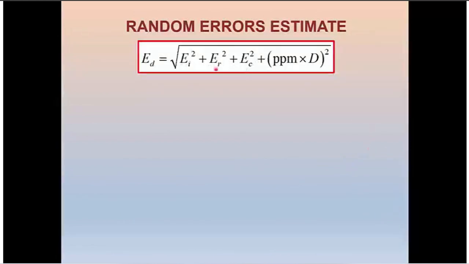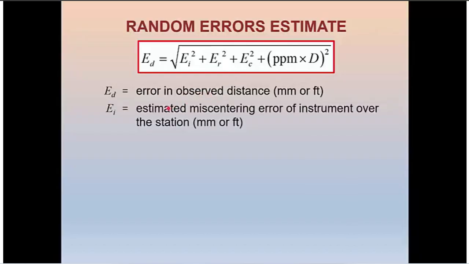Let's look at the equation used to estimate the random error in an EDM measurement. First of all, the equation has four parts. The distance measured has an E sub I, E sub R, E sub C, and a ppm times d. Each one of these terms can be defined as E sub d is the error in the observed distance, millimeters or feet.